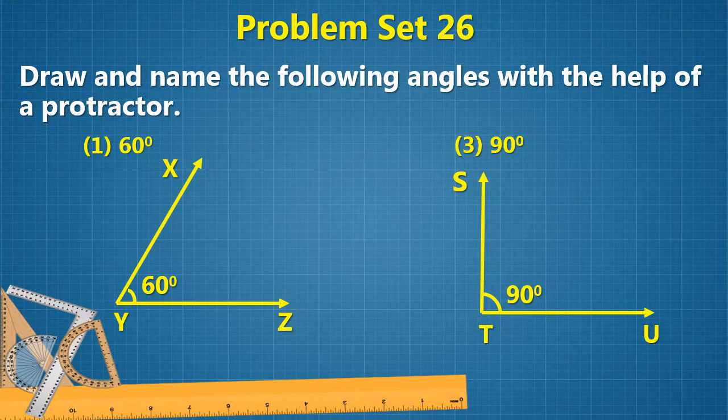Problem set 26. Draw and name the following angles with the help of a protractor. In previous module, we have learned how to draw an angle of given measurement using a protractor. Here, some angles of various measurements are shown for your better understanding.